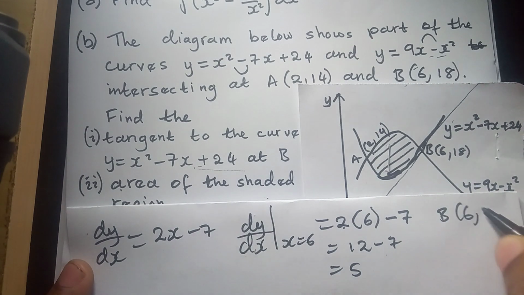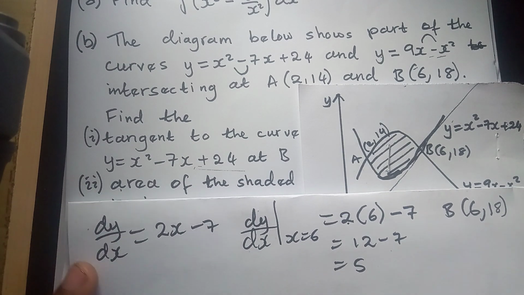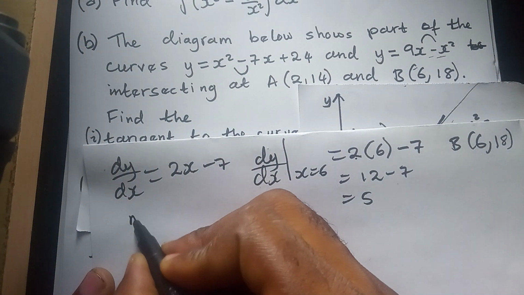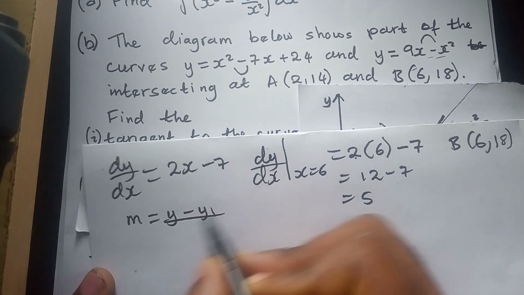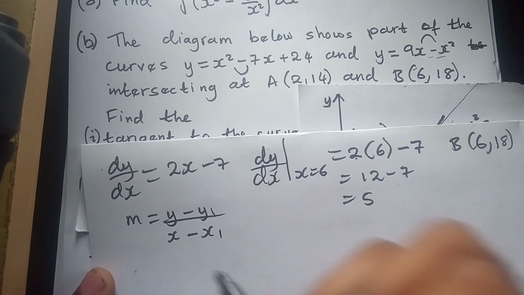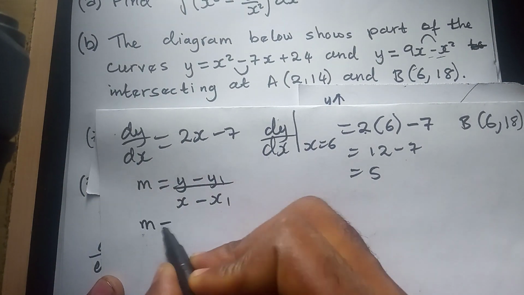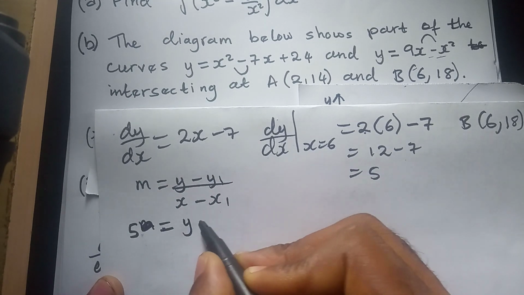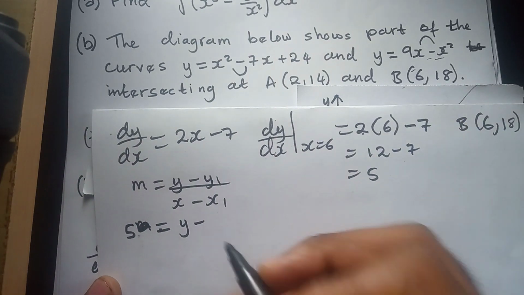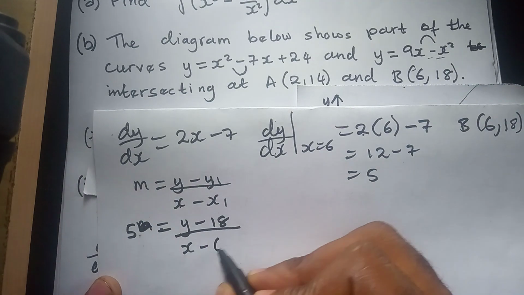So you can use any of the methods used to find the equation of the line given 1 point and the gradient. So for me, I think I'll just use the gradient formula. m is equal to (y minus y1) over (x minus x1). This is the same as y2 and then x2. So I'll just substitute the m with the 5. And then I'll leave the y as it is. The y1 will be 18. And then over x, x1 here will be 6.